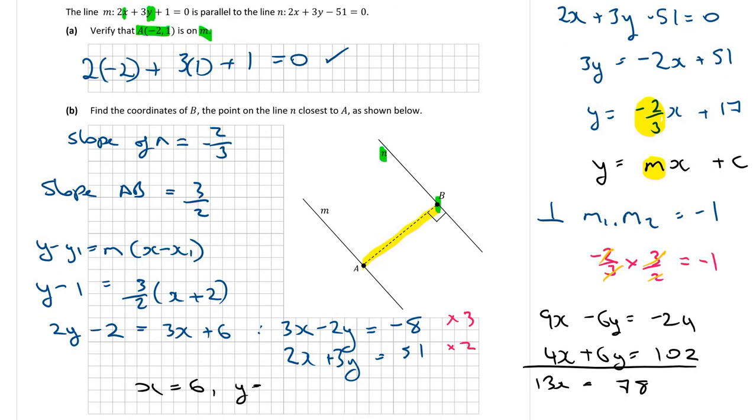And then I can just substitute that into either equation. If x is equal to 6, six times 2 is 12, 3y is equal to 39, y is equal to 13. So the point of intersection B is (6, 13). So we'll just have a look at the next question then.